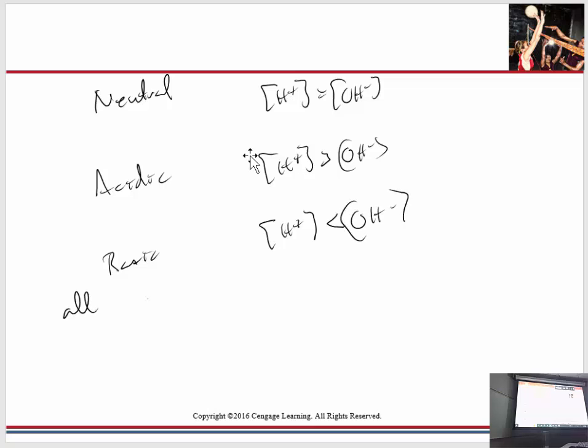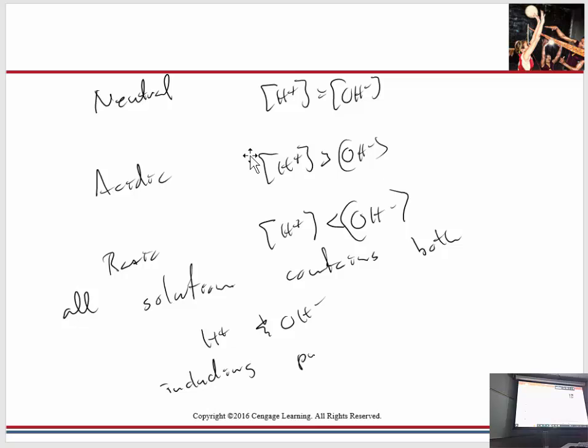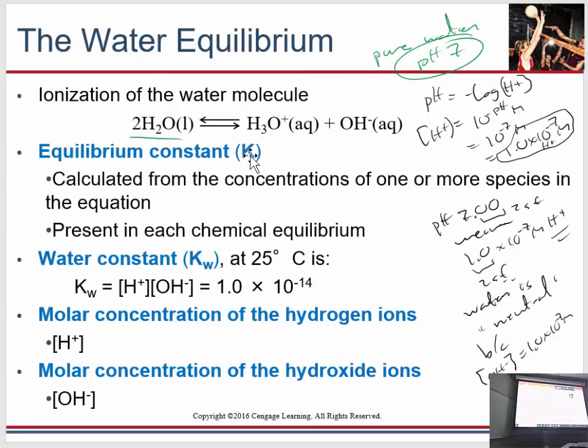And so it turns out that all solutions contain both H plus and OH minus. Well, how could that be? For example, all solutions contain both, including pure water. So why does pure water have H plus, which is considered an Arrhenius acid, and OH minus, which is considered an Arrhenius base, both present? And the answer is it's because of the water equilibrium.